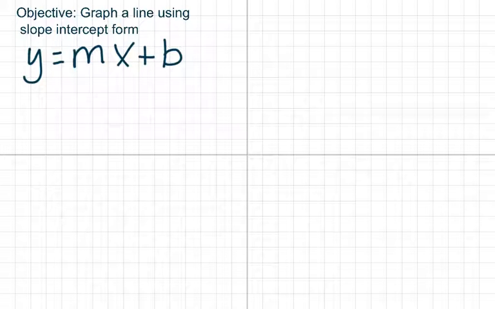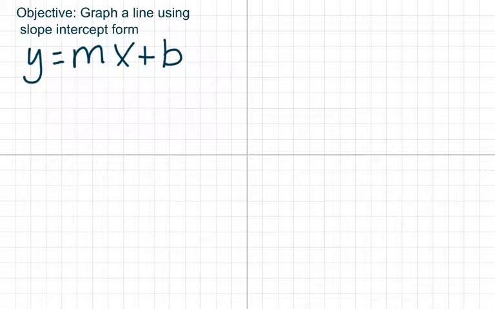Good morning. So our objective today is we're going to graph a line using slope-intercept form. So the first thing I want to talk about is what is slope-intercept form. What slope-intercept form is, it's this equation y equals mx plus b, and this equation represents a line.